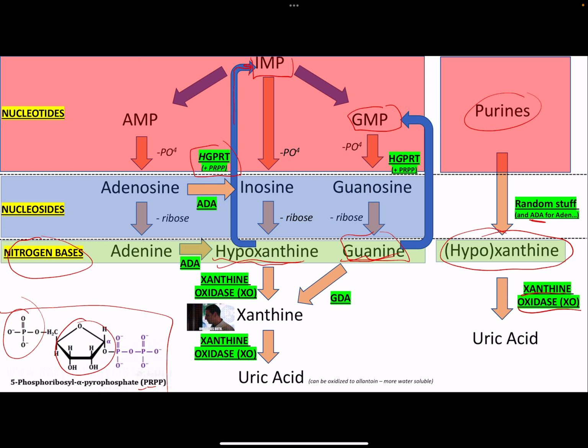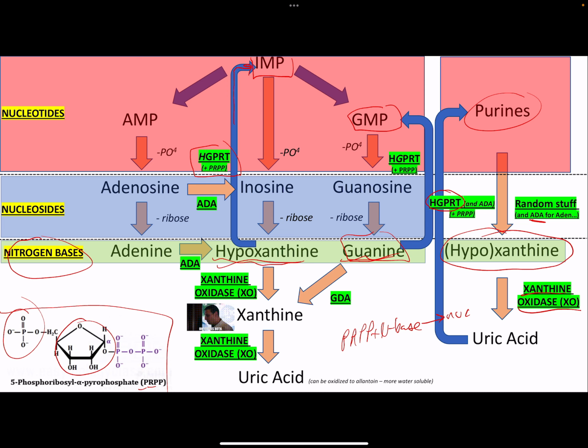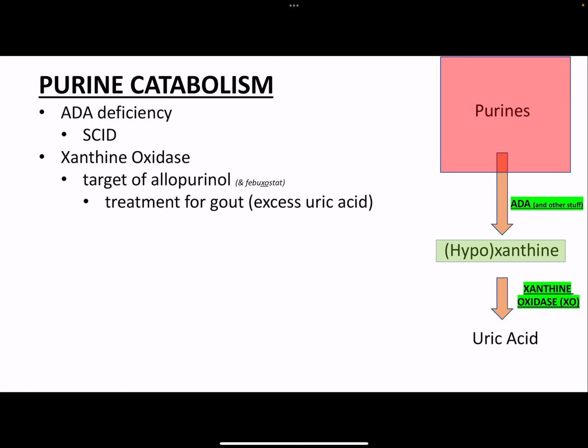The salvage side is, you know what? Maybe we could just recycle this nitrogen base by adding on a PRPP. And so hypoxanthine-guanine phosphoribosyltransferase is going to combine PRPP plus our nitrogen base, and boom, we've got a nucleotide. So this is how the salvage is working.